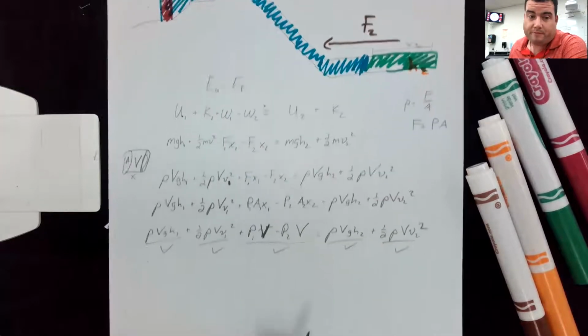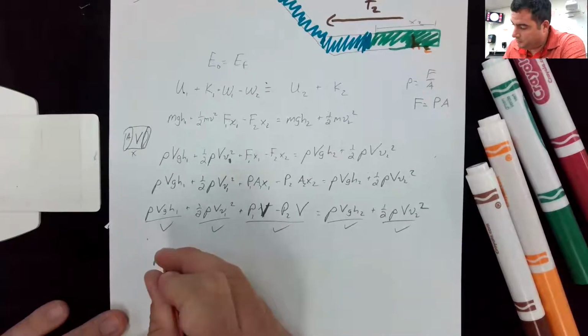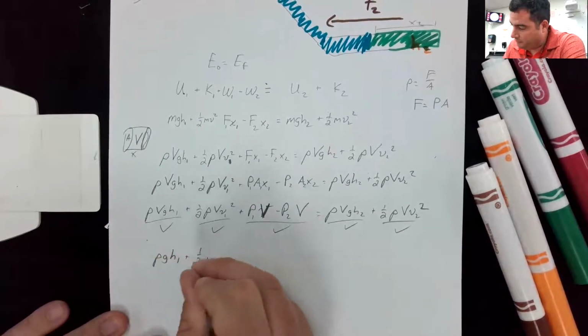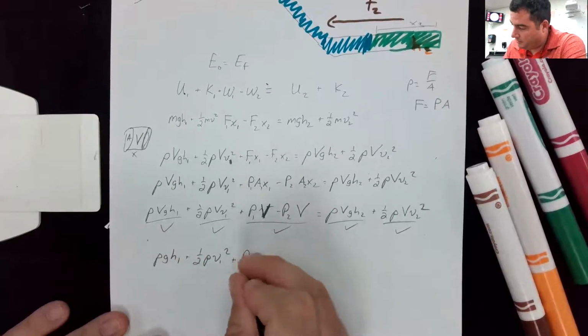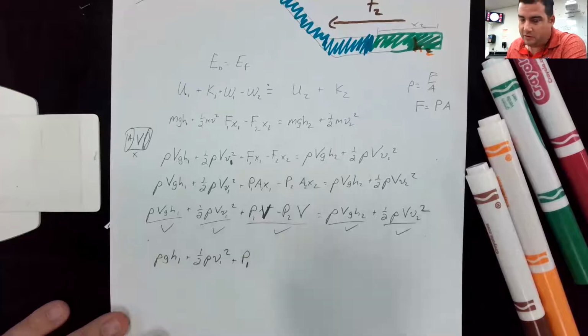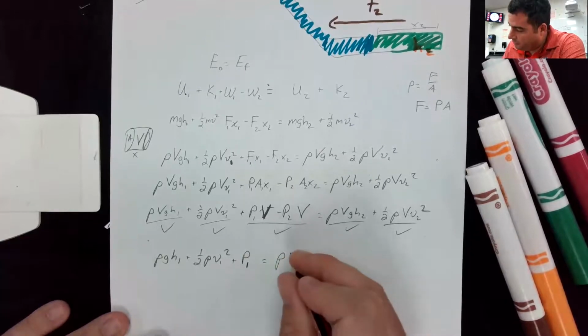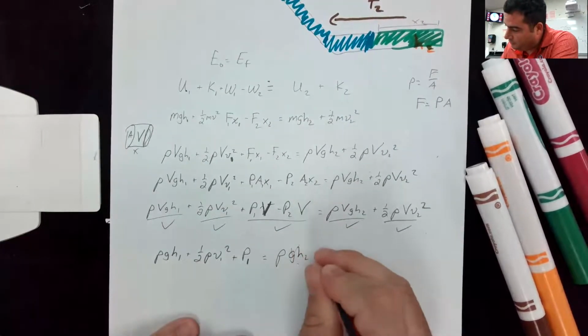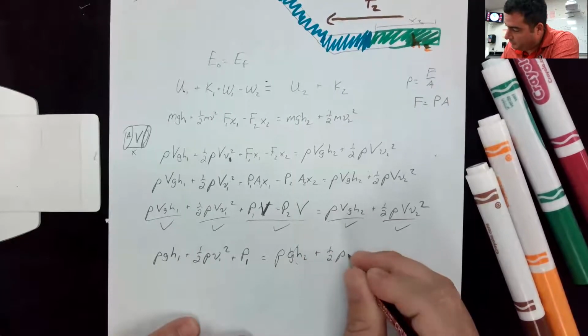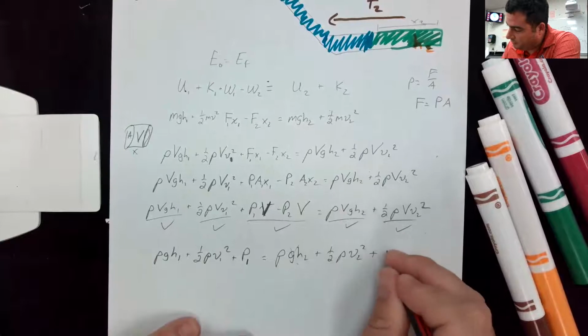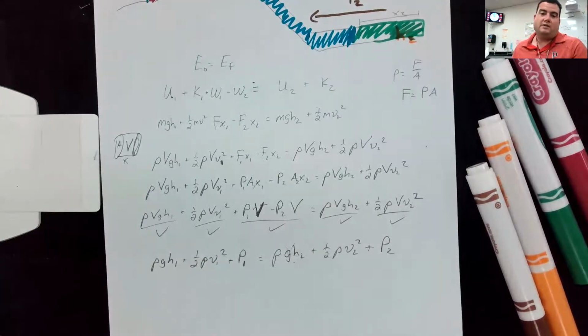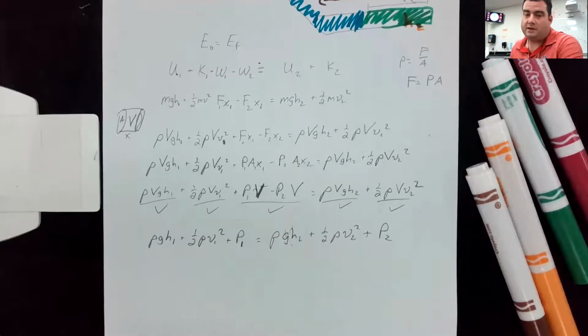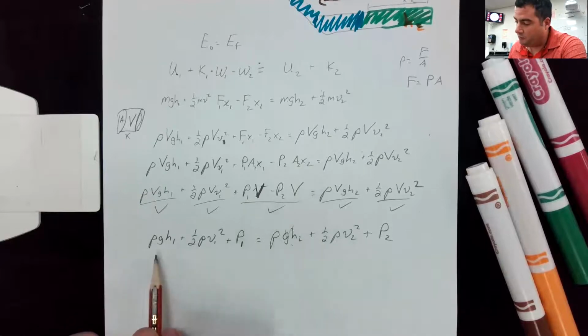What I'm left with is rho g h1 plus one half rho v1 squared plus P1. While I'm at it, I'm just going to move P2 to the other side. It equals rho g h2 plus one half rho v2 squared plus P2. And this is called Bernoulli's equation. It's a statement of conservation of energy. The way it's written on your AP equation sheet is rho g h plus one half rho v squared plus P equals constant.